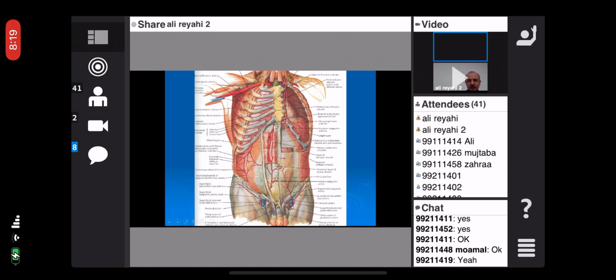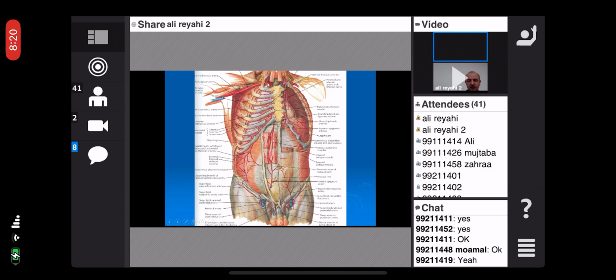This artery is the superior epigastric artery. It enters the rectus sheath and supplies the rectus abdominis and the skin in the midline. The superior epigastric artery is a branch of the internal thoracic artery, which arises from the subclavian artery in the neck.